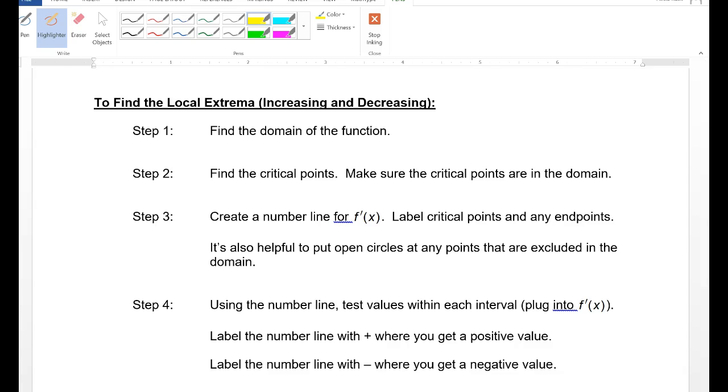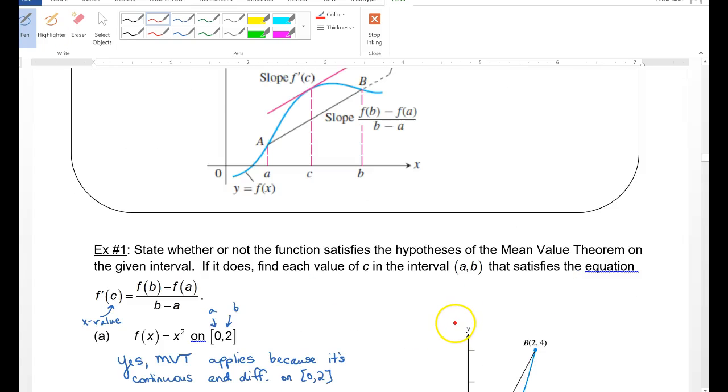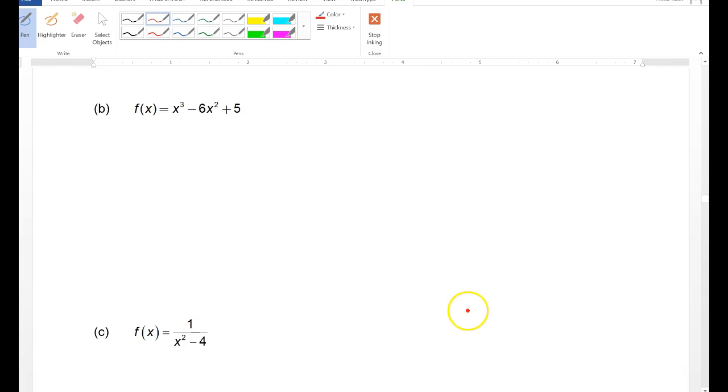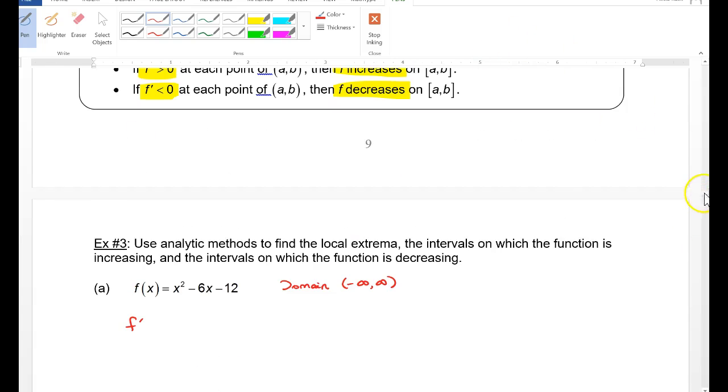So what do we have as our first function here? x squared minus 6x minus 12. First thing I want you to think about is what's the domain. When it's a polynomial, it's always all reals. So our domain is all reals. Okay, so step 2.